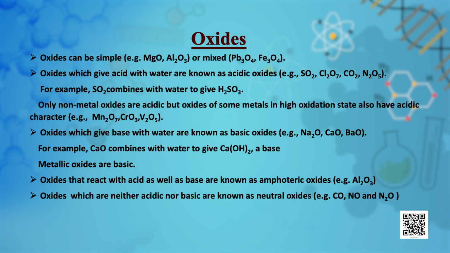There are some oxides which are neither acidic nor basic. Such oxides are known as neutral oxides. Examples of neutral oxides are carbon monoxide, nitrous oxide and nitric oxide.